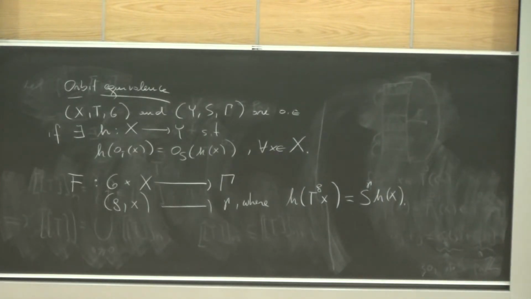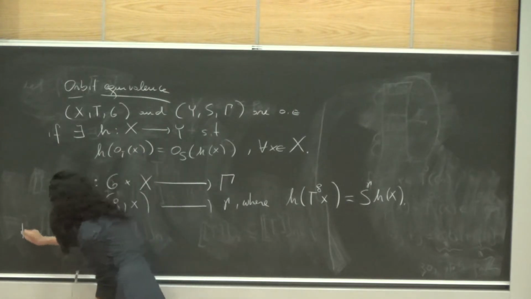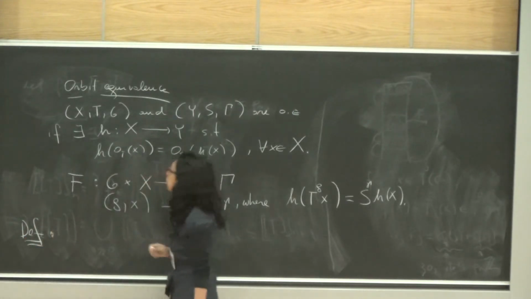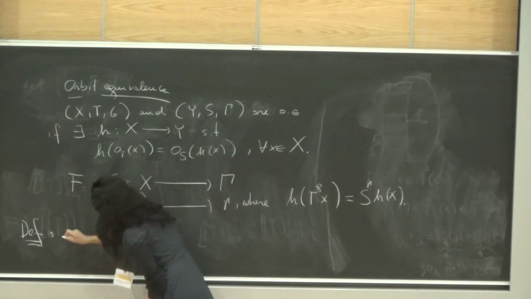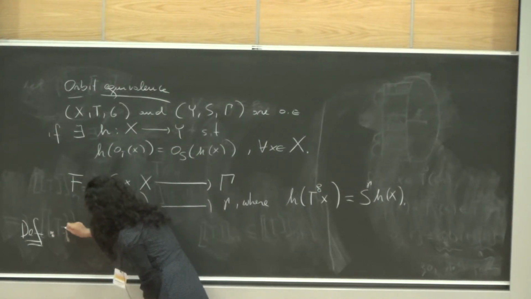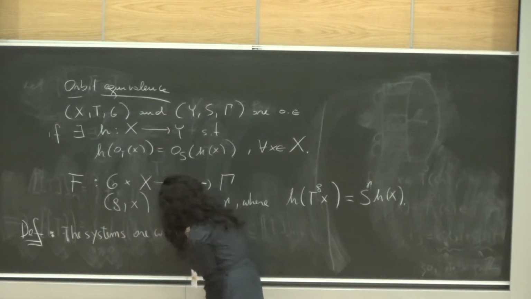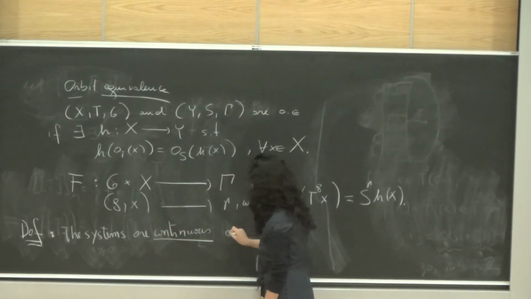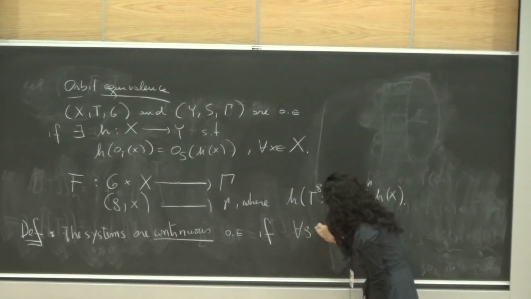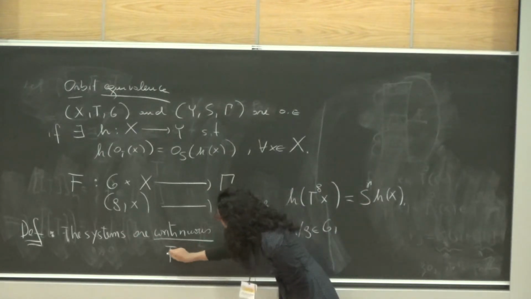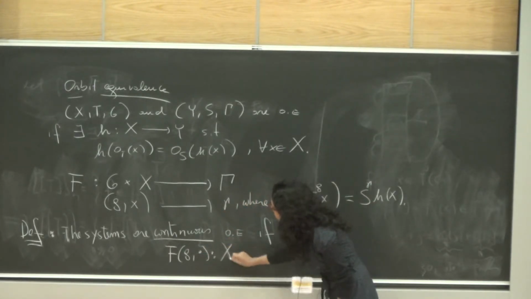Okay, and when we have this function f, we say that the systems are continuous orbit equivalent if for every j, the function that fixes j in the first coordinate, from X to Gamma, is continuous.